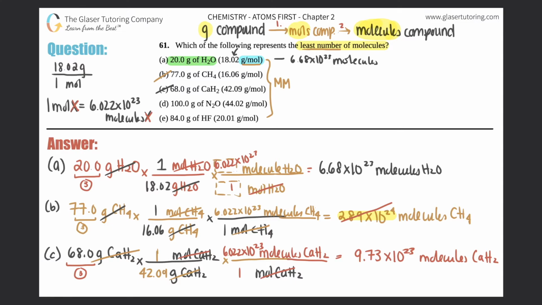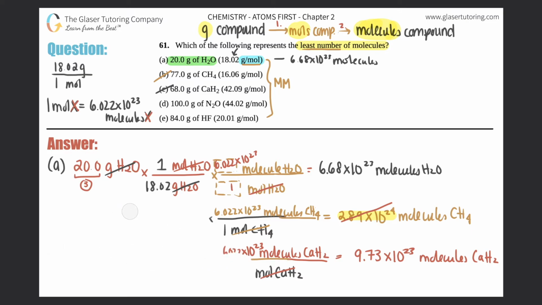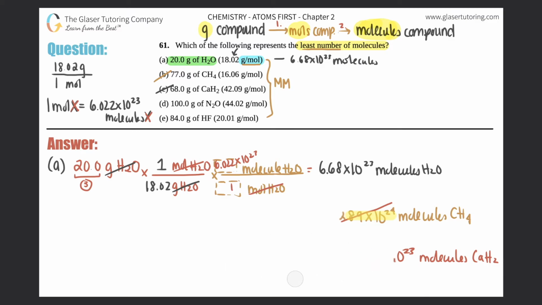So now let me just erase. I'm going to keep A there because that one's still in the running for the least number. I'm just going to get rid of all of these, and then we will jump into D.